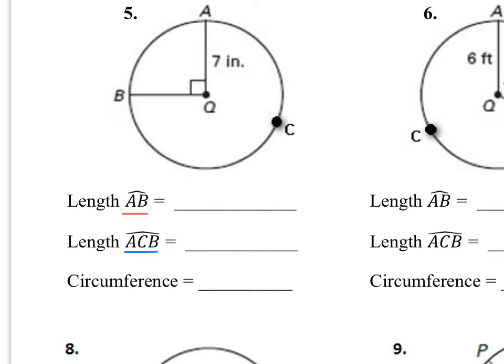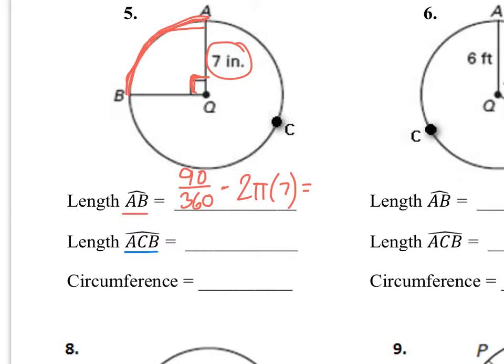So for instance, arc AB is this arc right here. And that is 90 degrees out of the total 360 degrees. So our equation would look like this. 90 divided by 360, and multiply that by the circumference equation, which we know the radius is 7, so we would say 2 pi times 7. And after we plug that into our calculator, we get 11.0.